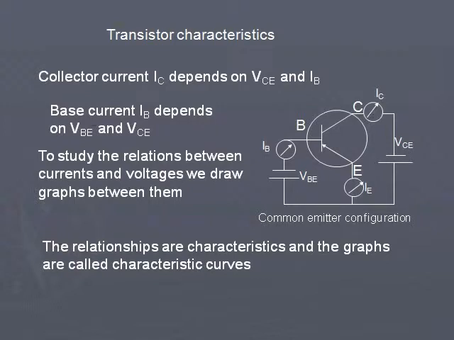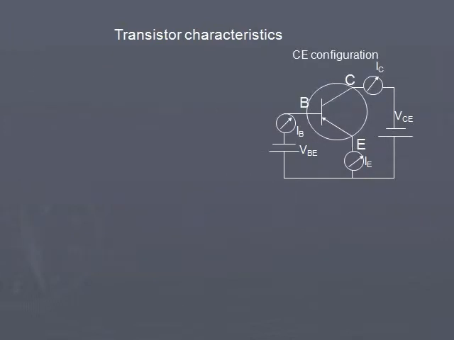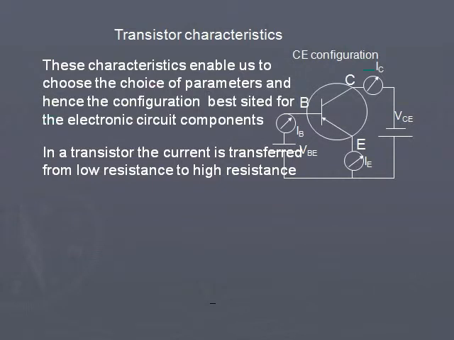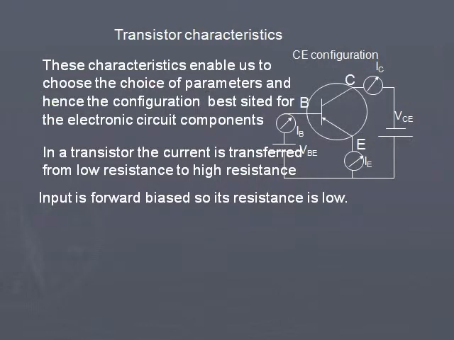To study the relationships between currents and voltages, we draw graphs between them. The relationships are the characteristics, and we use the graphs to study these characteristics. We call them characteristic curves. These characteristics enable us to choose the parameters and hence the configuration best suited for an electronic circuit. In choosing the components for an electronic circuit, these characteristics are highly helpful.